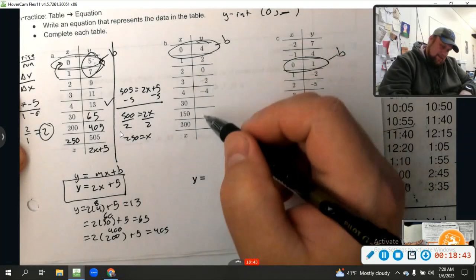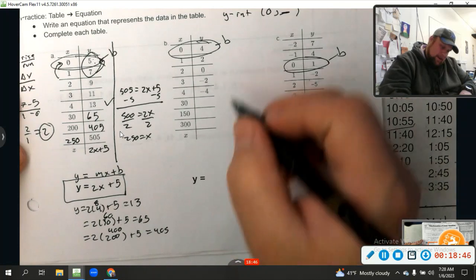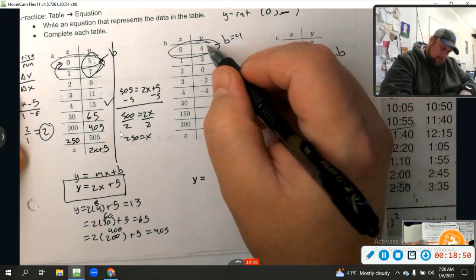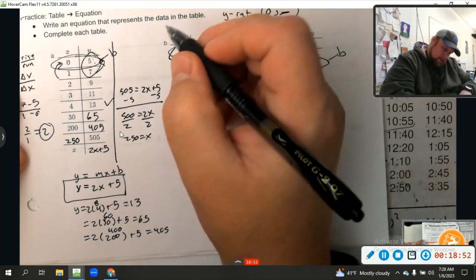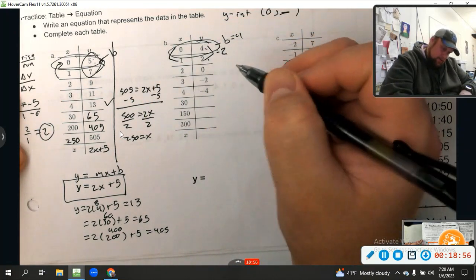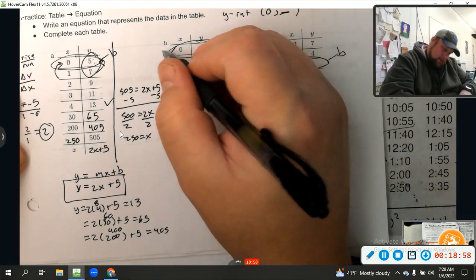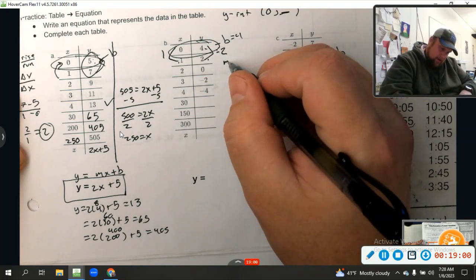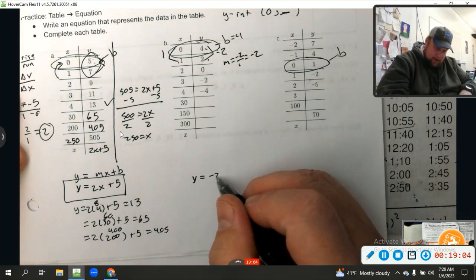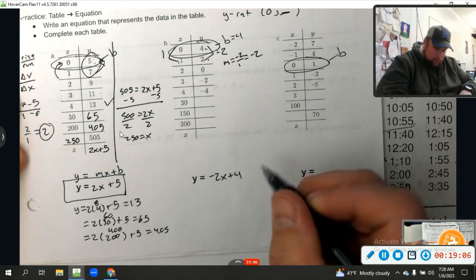Let's try the next one. We already know that our b is 4. And let's find our slope. It's going to be, that's 2 minus 4 is negative 2. 1 minus 0 is 1, so negative 2 over 1 equals negative 2. So y equals negative 2x plus 4.